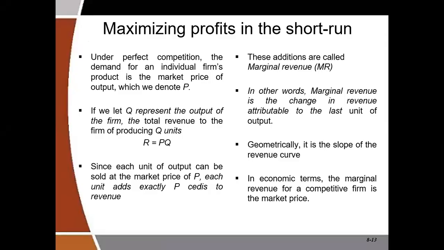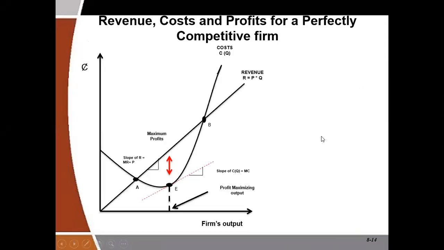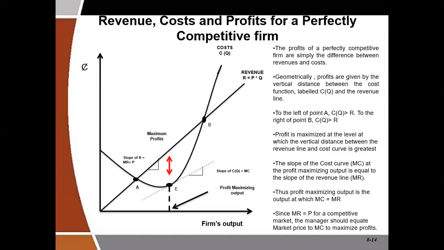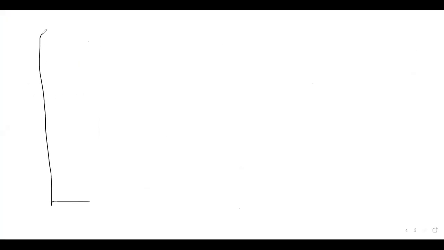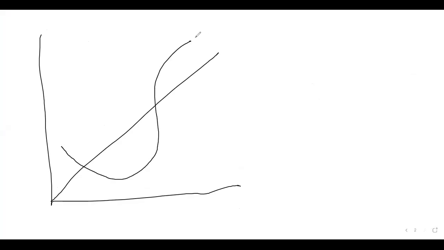Now, how do we establish the profit maximizing point of a perfectly competitive firm? Let's remember, we did this earlier. When we have a curve like this, of course, cost is always U-shaped, and I've explained that in theory of production and cost. So this is total cost and this is total revenue. Now at point A, the firm breaks even. At point B also, the firm breaks even.